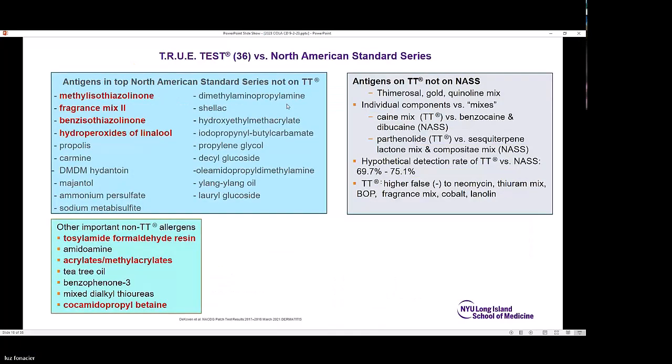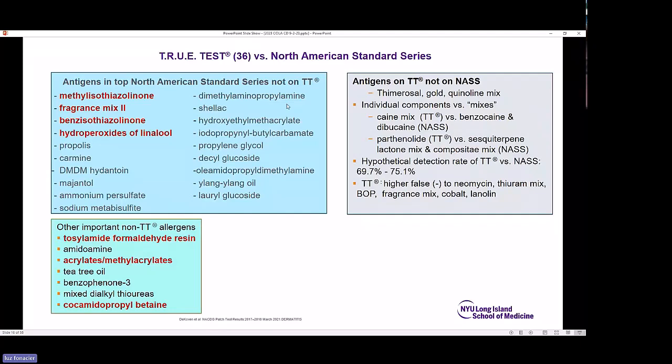So let's look, what's the difference between your TRUE test, 36 panels, as against the North American Standard Series? The antigens in the North American Standard Series, not in your TRUE test, would be your methyl isothiazolinone, which is your MI, fragrance mix 2, benzisothiazolinone, and your hydroperoxide of linalool, that's a fragrance as well.